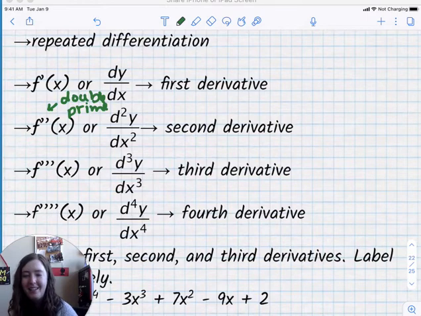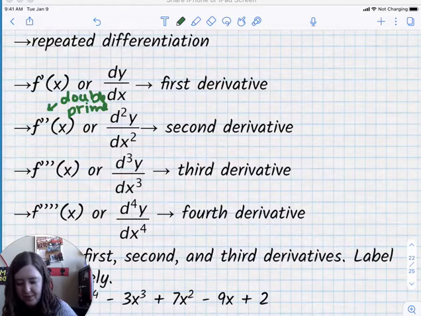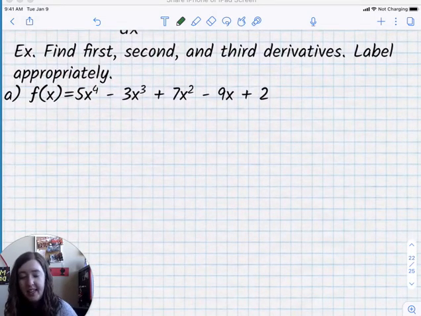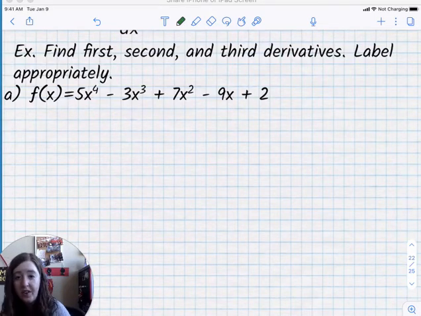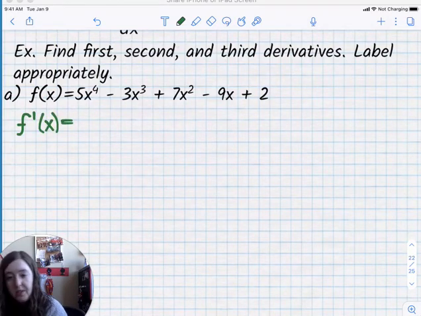So it gets to be kind of a pain, and that's why when we watch that thing about Newton and Leibniz, Newton's notation was not quite as helpful because it dealt with all those little tick marks. You gotta kind of count it out. So what we want to do is find the first, second, and third derivatives and then make sure we label appropriately. So to find that first derivative, remember our first derivative is going to be f prime of x equals.